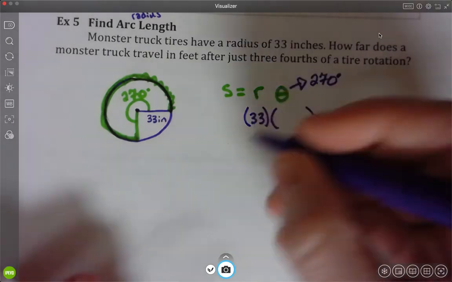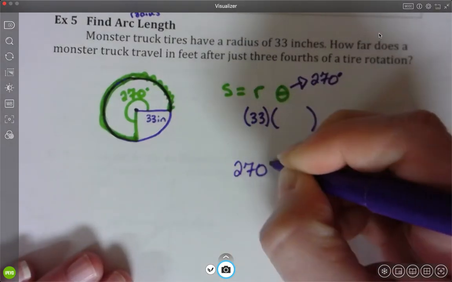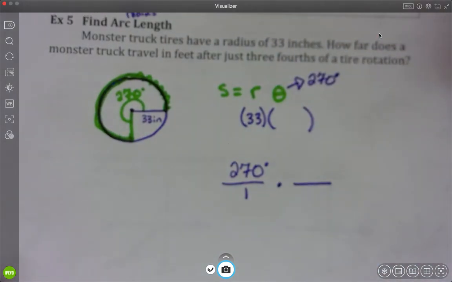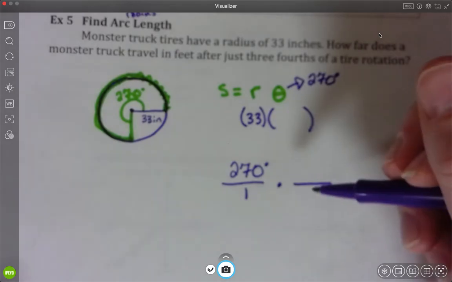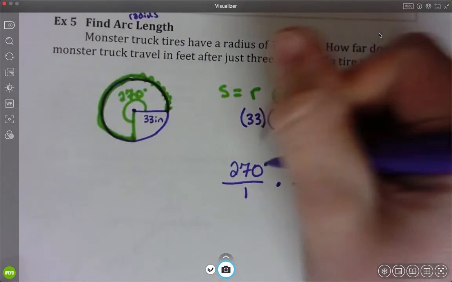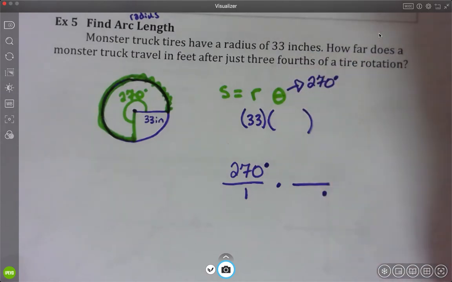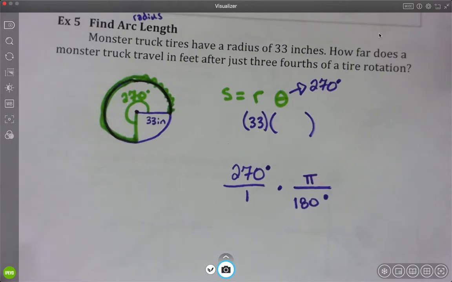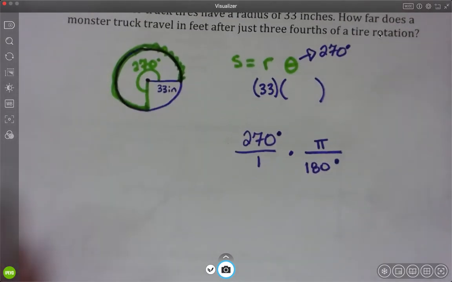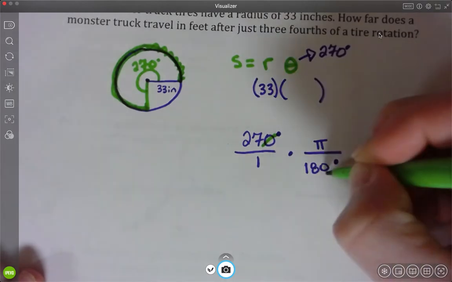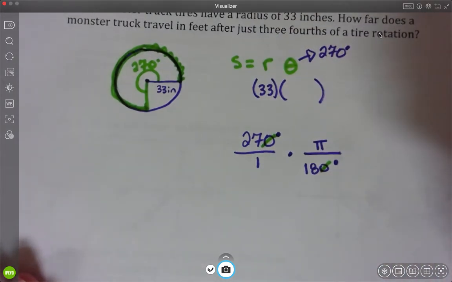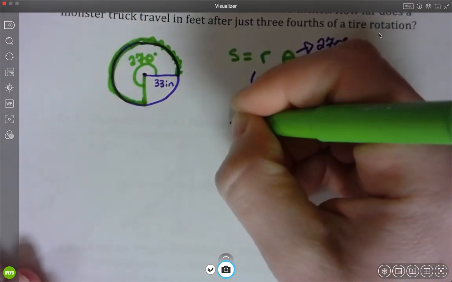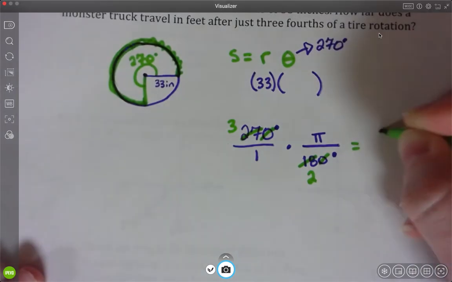So 270 degrees, if I put that over 1, what I can do is convert it. I want to do either pi over 180 or 180 over pi. But if I have degrees on top here, I want to make sure I have degrees on the bottom here. So the 180 is going to go on the bottom, and the pi is going to go on the top. Then I can just reduce. The zeros can cross off. 18 and 27 are both divisible by 9. So 18 divided by 9 is 2, 27 divided by 9 is 3. So this will be 3 pi over 2, right?